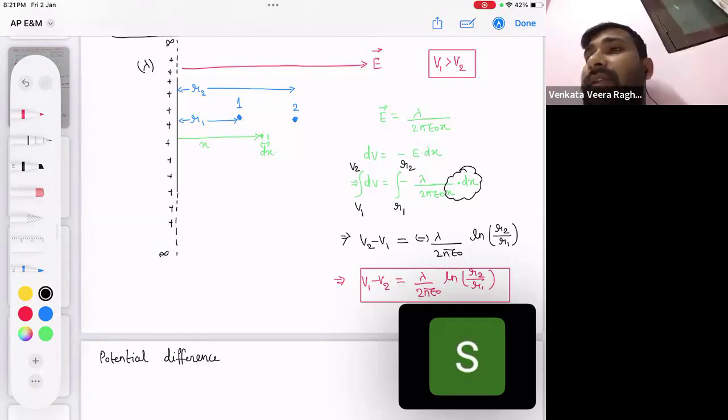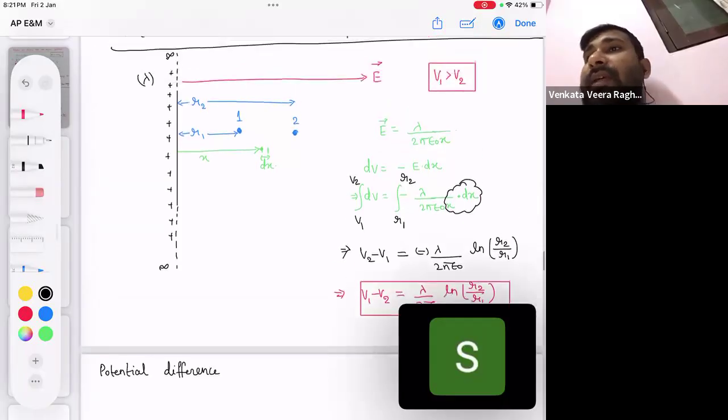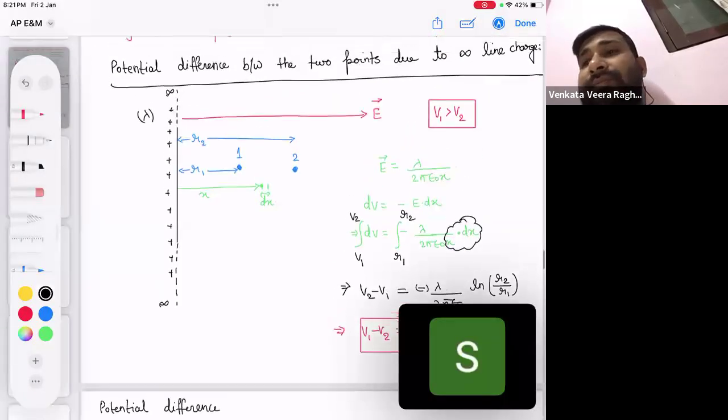Okay, so yes, in that second section there are long answer questions. There it may be possible that you have to show the derivation also.